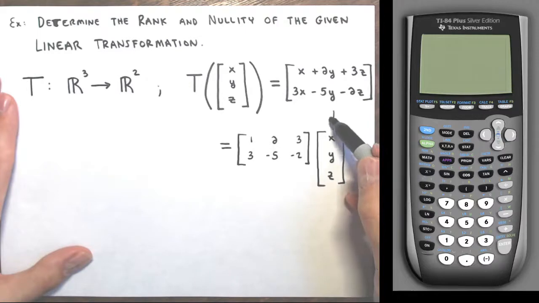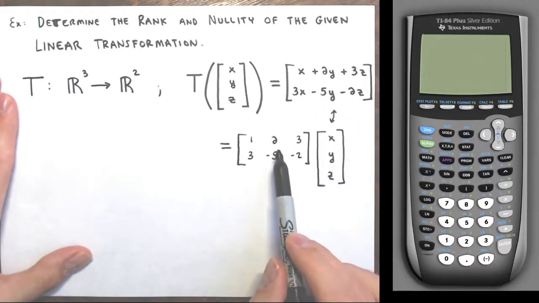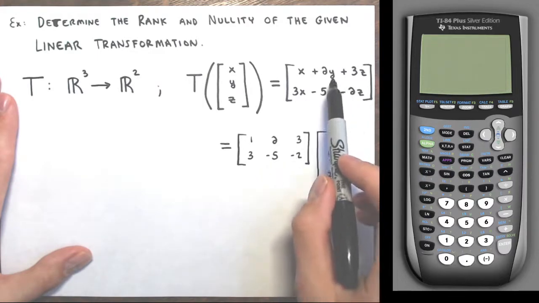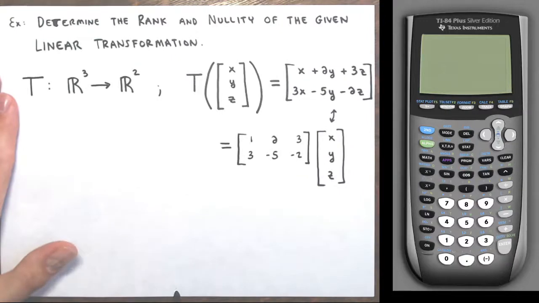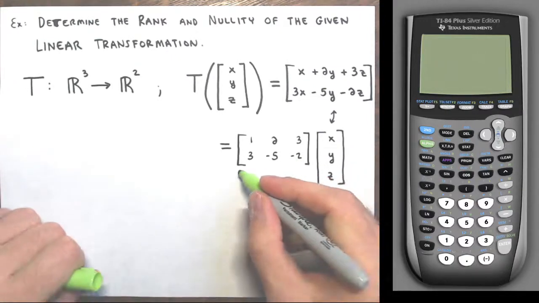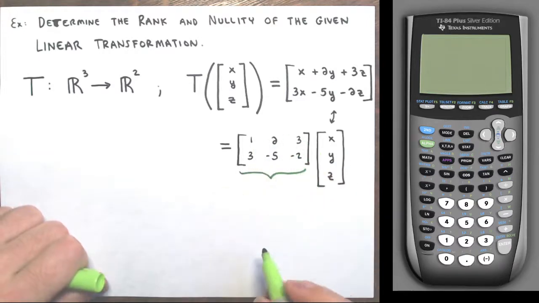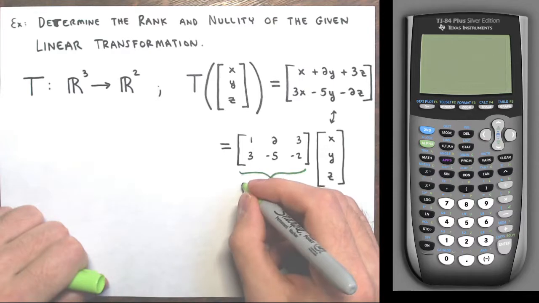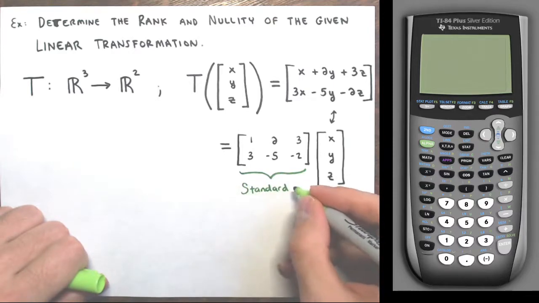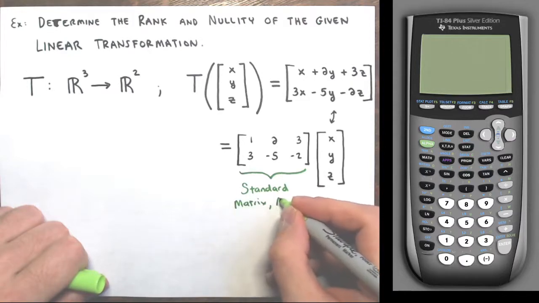You can double check on your own that these are the same. If you multiply this 2 by 3 times this 3 by 1, you should get this 2 by 1 back up here. Okay. So I have right here this 2 by 3 matrix with 1, 2, 3, 3, -5, -2. There is the standard matrix. And again, as I have on earlier pages, I'm going to call it matrix A.